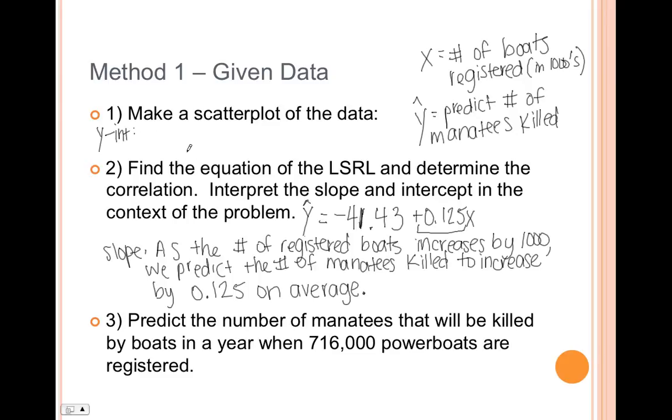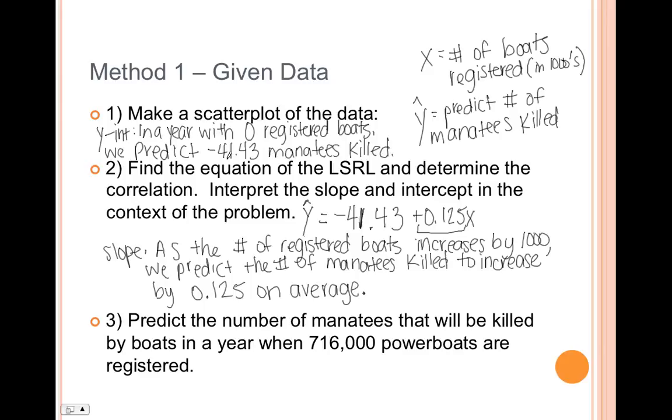Remember, the y-intercept is when x is equal to 0, we predict y to be the y-intercept. In a year with 0 registered boats, we predict how many? Negative 41.43 manatees killed. Does that make any sense? Of course not. This does not mean that if there are no boats registered that manatees will start appearing out of thin air. Okay, that doesn't make any sense. This would be extrapolation. In my data, I didn't go anywhere close to 0 registered boats. So this makes no sense. We don't like it.